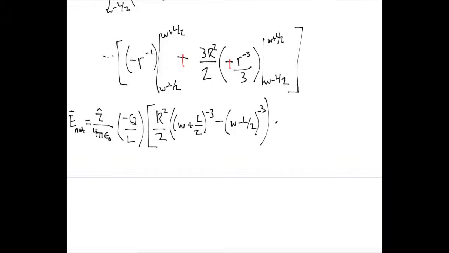And now we'll tackle the negative r to the negative first. So we're just subtracting w plus L over 2 to the negative first minus w minus L over 2, and again to the negative first. Close that up. Now we can do a tiny bit more simplification here.